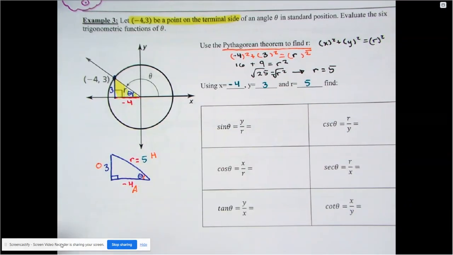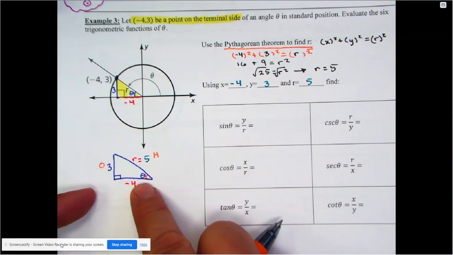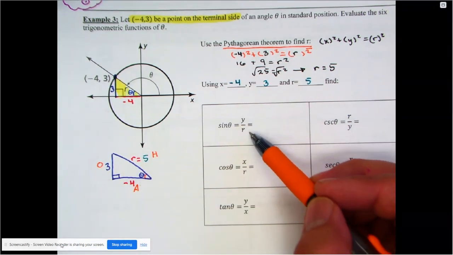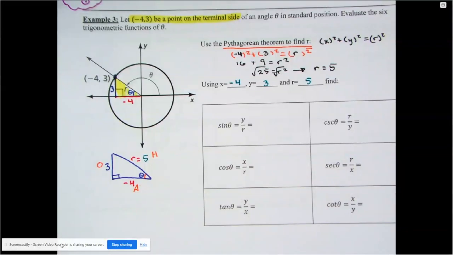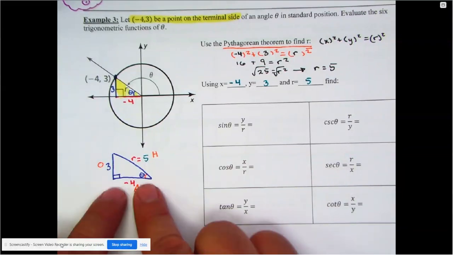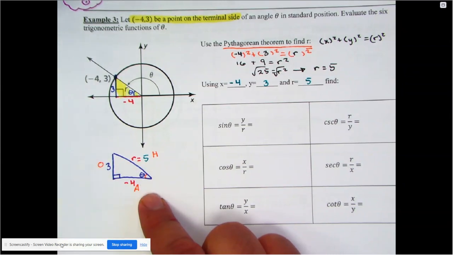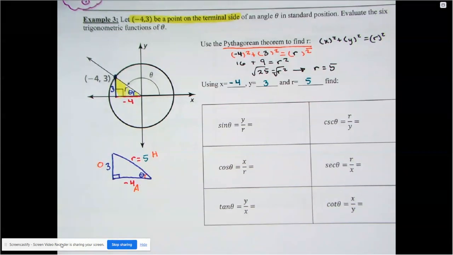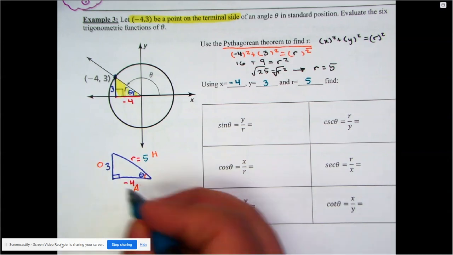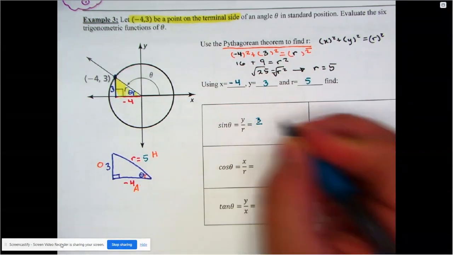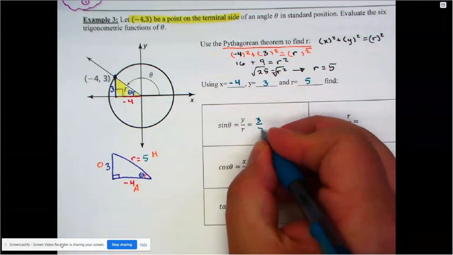So I can either go back to classic SOHCAHTOA, or I can use their new way of writing it, with the y over the r, the x over the r, and all of that is in your word wall anyways. But honestly, I would just stick to opposite, adjacent, hypotenuse. Why not stick to the classics? So according to our friend SOHCAHTOA, sine is opposite, which is the y, look at that, the 3, over the height, which is the r, which is 5.